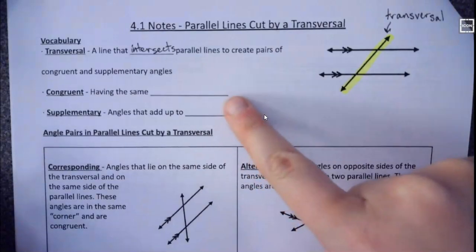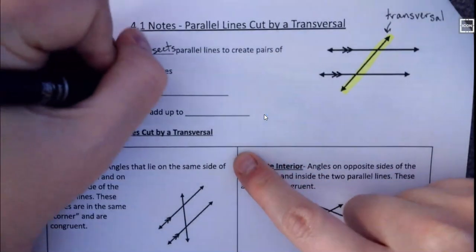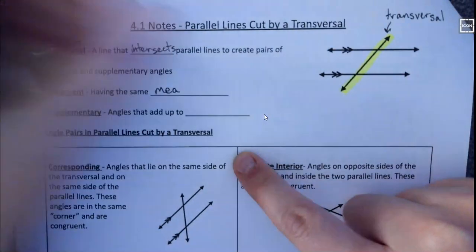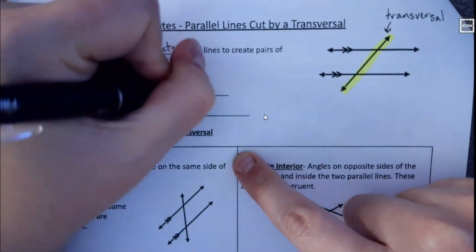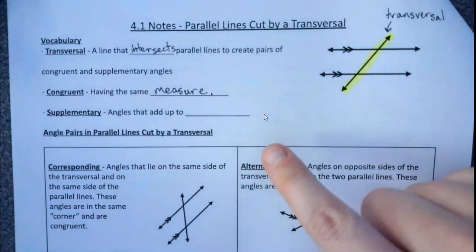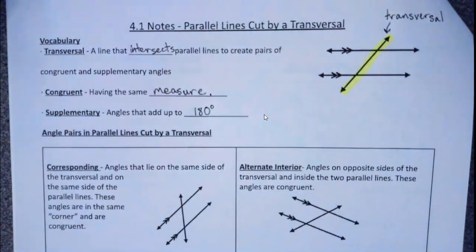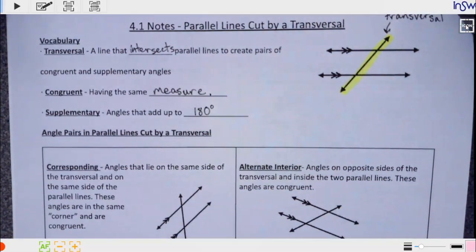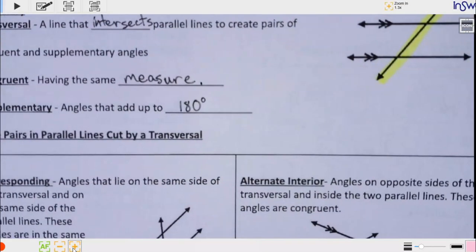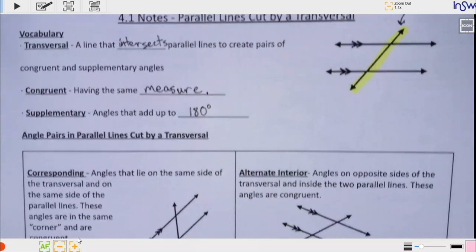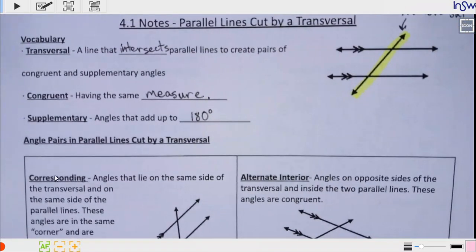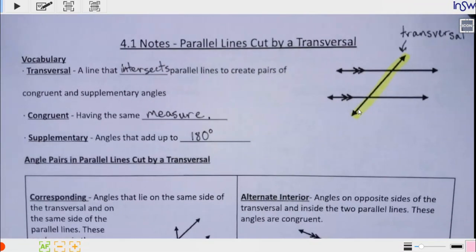There's a couple words that we've talked about. Congruent just means equal. It's angles that have the same measure. And then supplementary are angles that add up to 180 degrees. I just threw those on there because you will need to know that for this unit, more so tomorrow than today, but we are going to talk about these words, congruent and supplementary. So transversal is the one line that goes through the other two lines. That's a new word that you'll see a lot today.